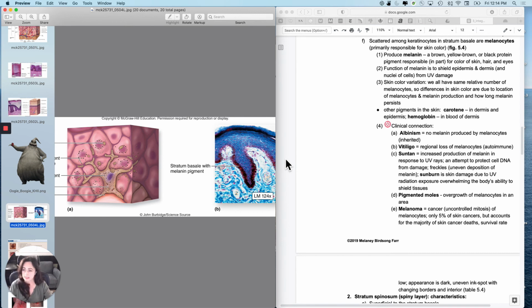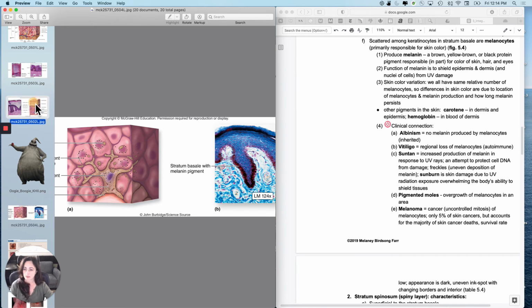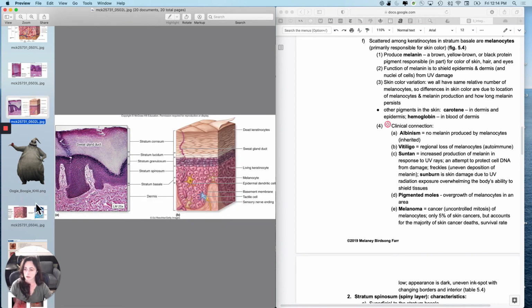So I always think that melanocytes look kind of like Oogie Boogie, right? Remember Oogie Boogie from Nightmare Before Christmas? I think they look kind of like that, especially some of these guys right here. They look kind of like Oogie Boogie.